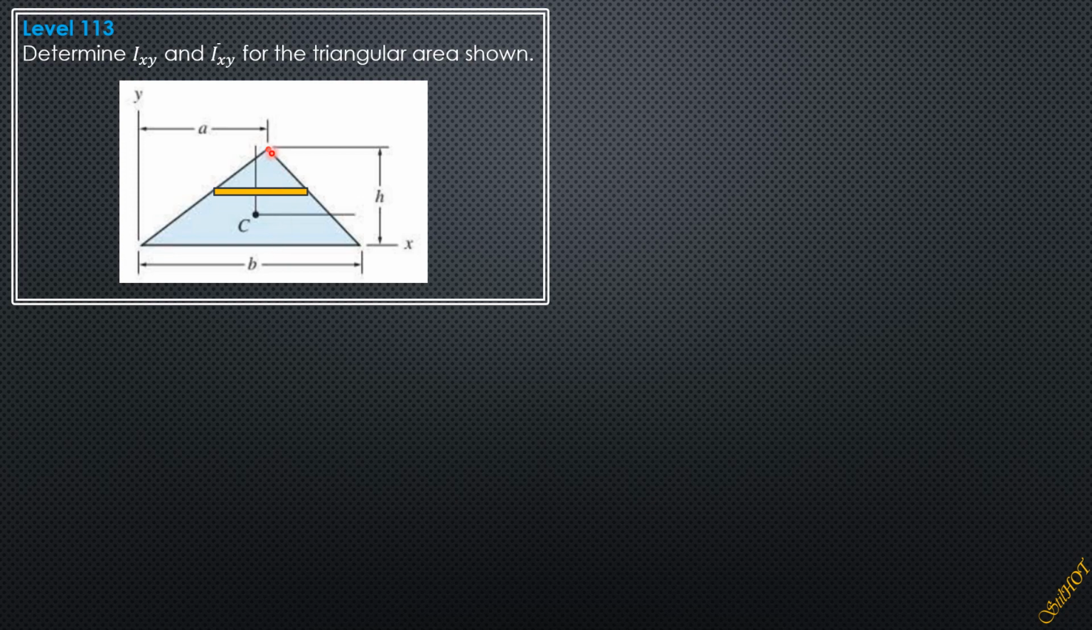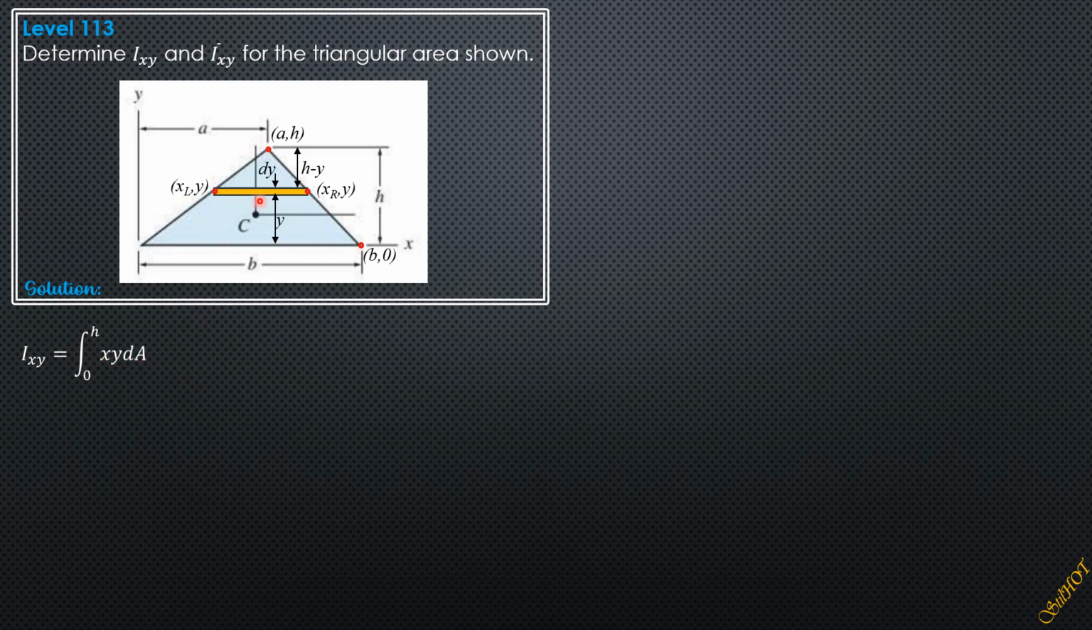So this point is at a comma h, then that is y, and the thickness is dy. This point, then this is h minus y. This point is at right x comma y, while this point is at left x comma y. And this point is at b comma 0, while that point is at left x comma y. So for the centroid of the differential element, Ixy equals the integral of x, y, dA.